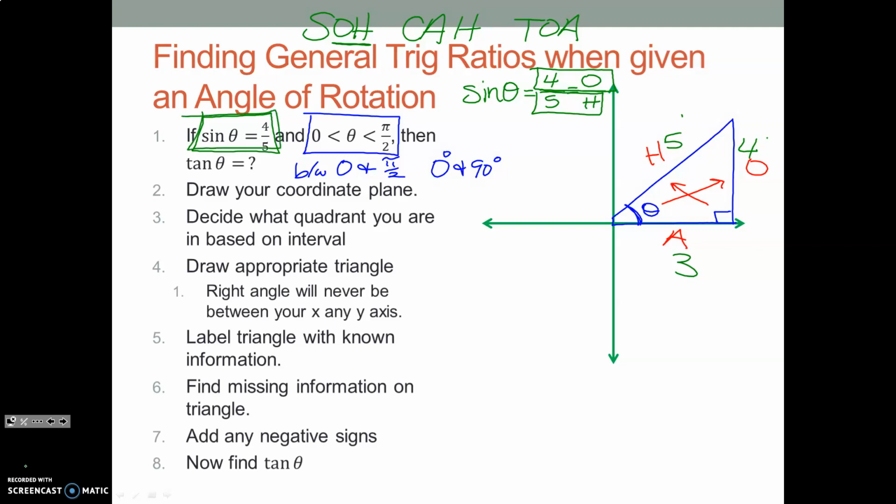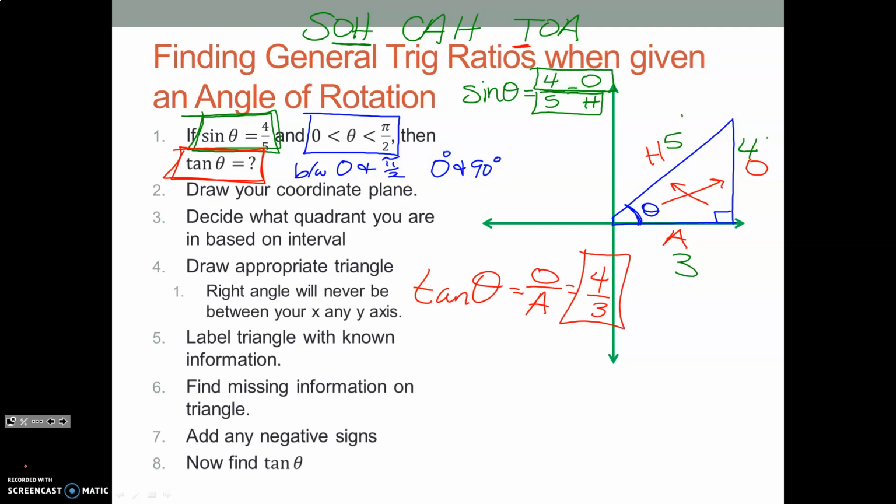And then the last thing that we need to do is they want to know, hey, what is tangent theta? So tangent theta equals, well, tangent tells me that I want to know opposite over adjacent. So my opposite side is 4, and my adjacent side is 3.